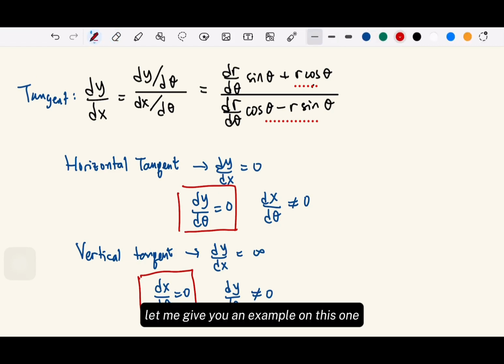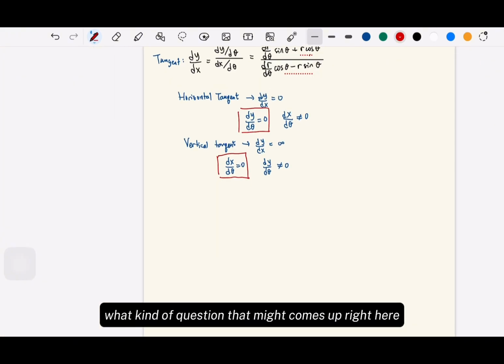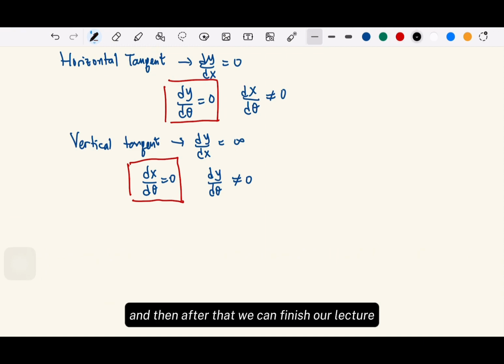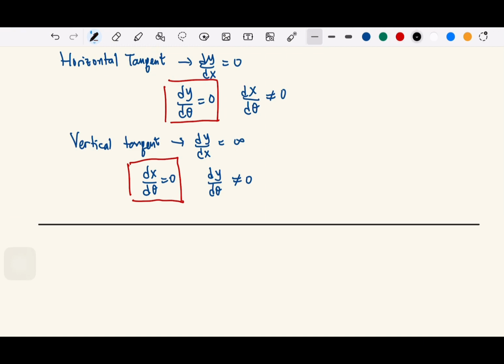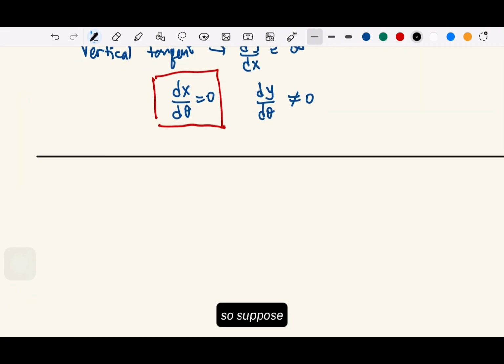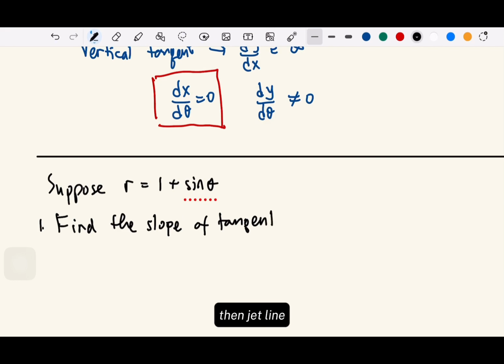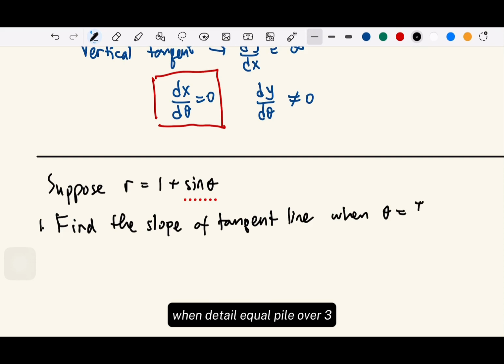Maybe giving an example on this one, okay, what kind of question might come up. Let me write here. And then after that, we can finish our lecture. So suppose r is 1 plus sine theta. First, find the slope of the tangent line when theta equals pi over 3.